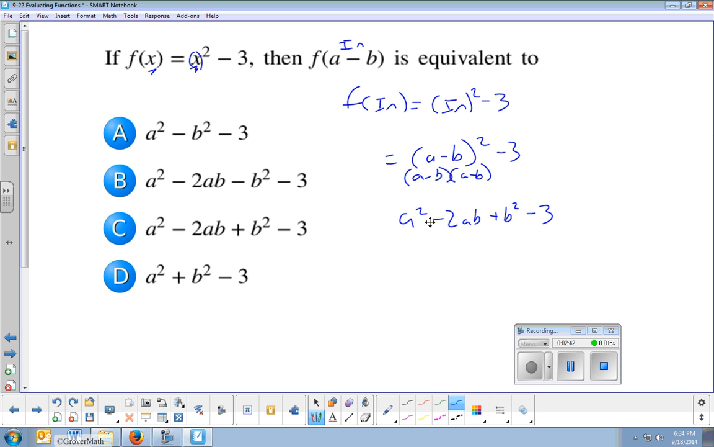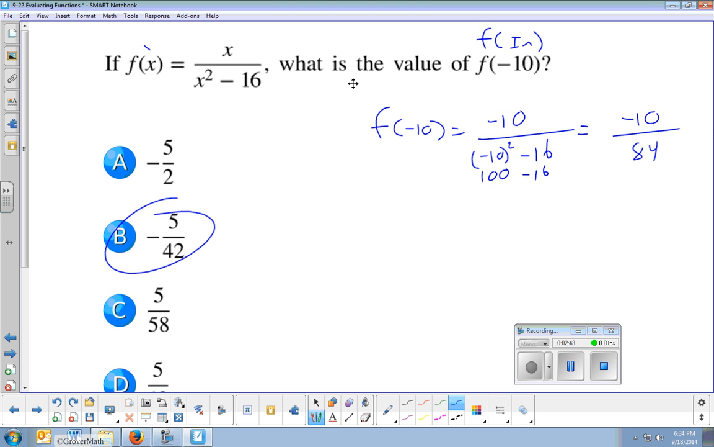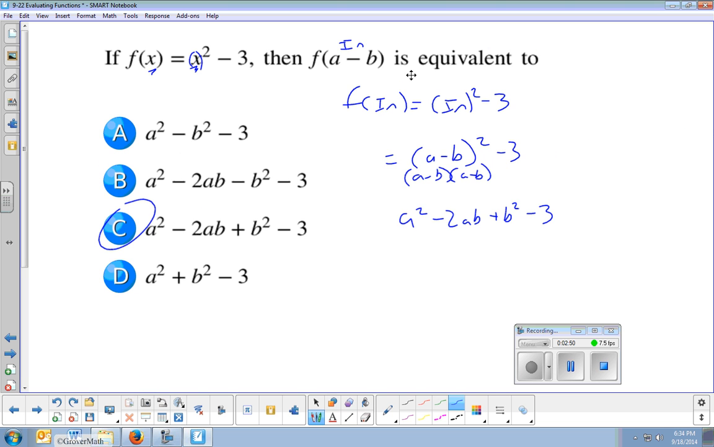And there's no like terms after this to combine, and so that's our final answer, and that's why the answer is C. But yeah, you could plug in numbers like negative 10, or you could plug in expressions like a minus b.